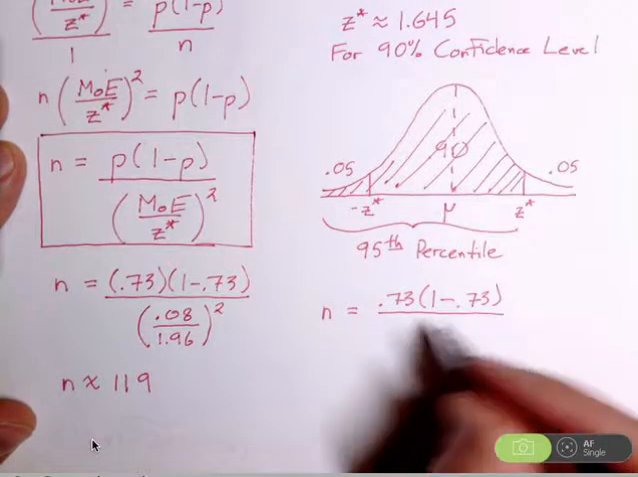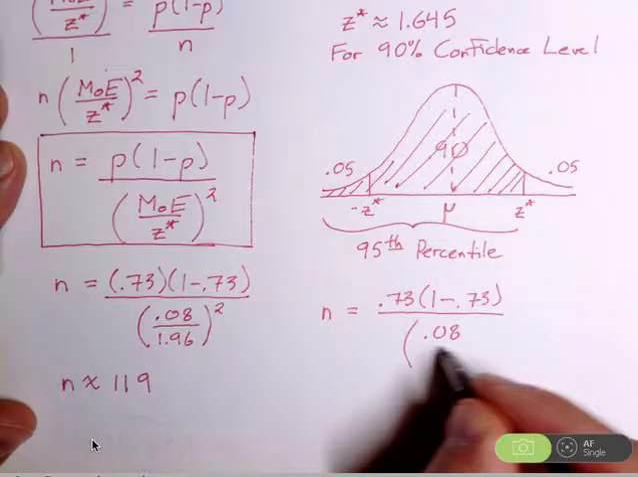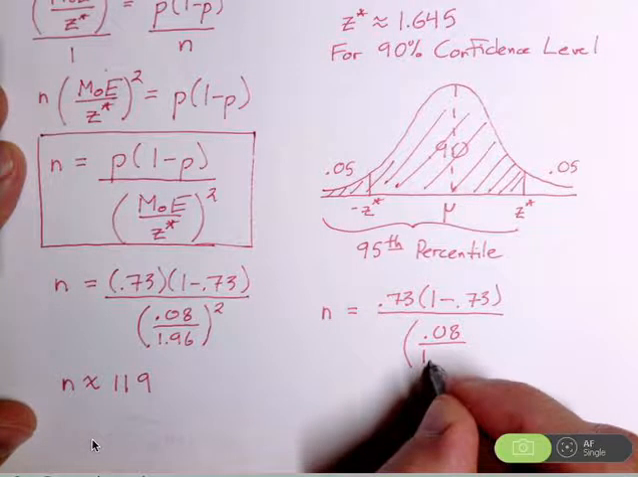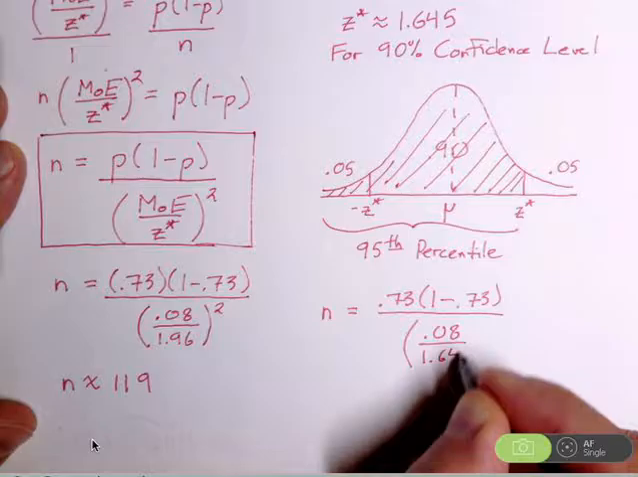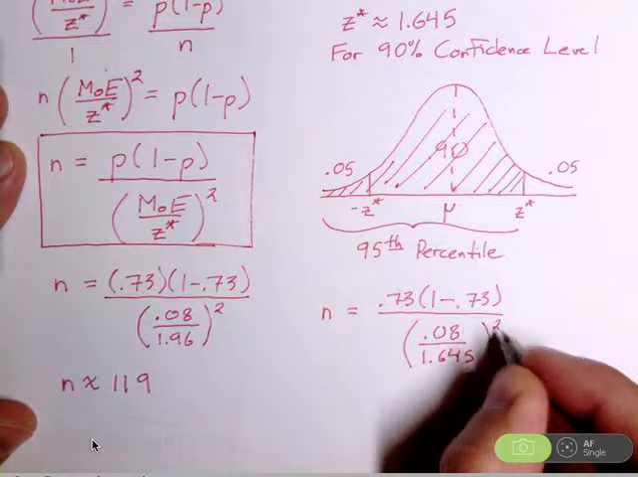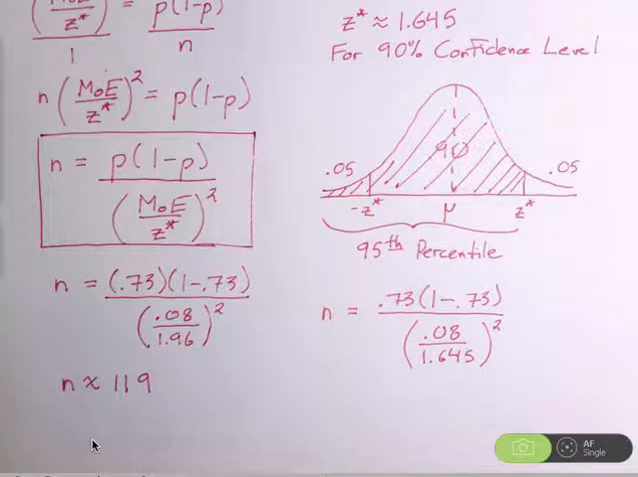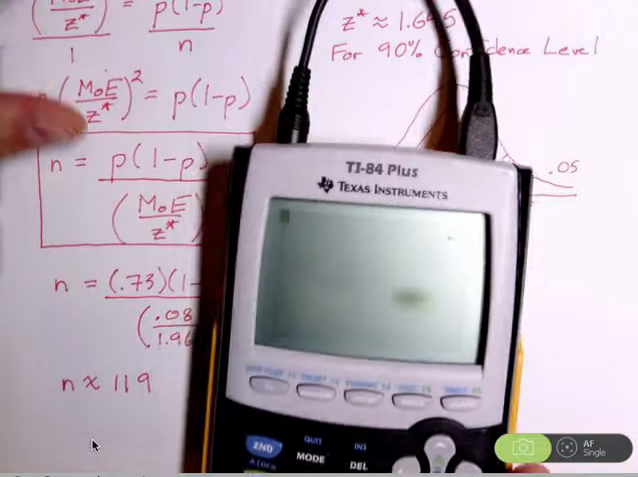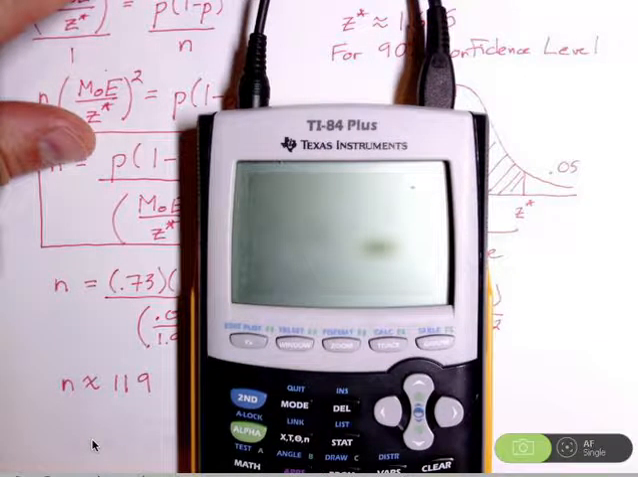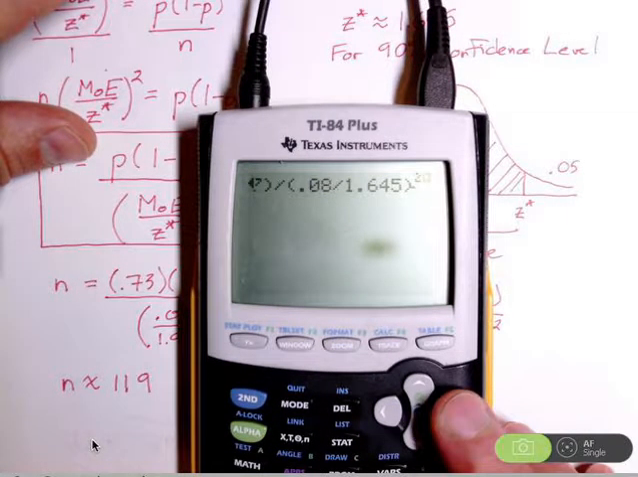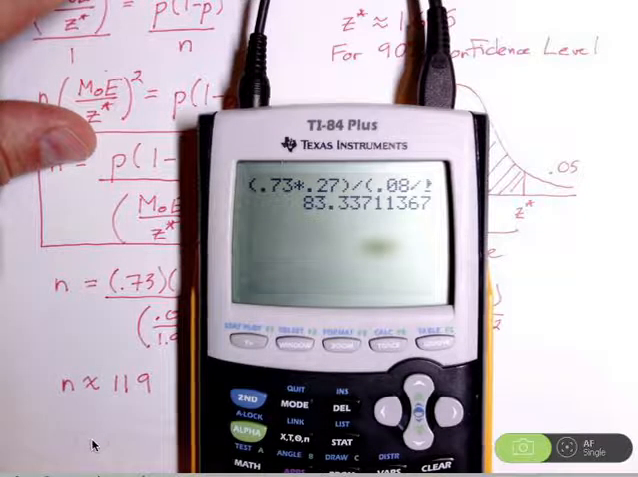So I still want my margin of error of 8%. This time for 90% confidence, I can use a critical value of 1.645. That quantity still gets squared. So let's see what we get. Here we go. So the numerator, 0.73 times 0.27. In the denominator, we have our margin of error again, divided by the 1.645. That quantity gets squared.